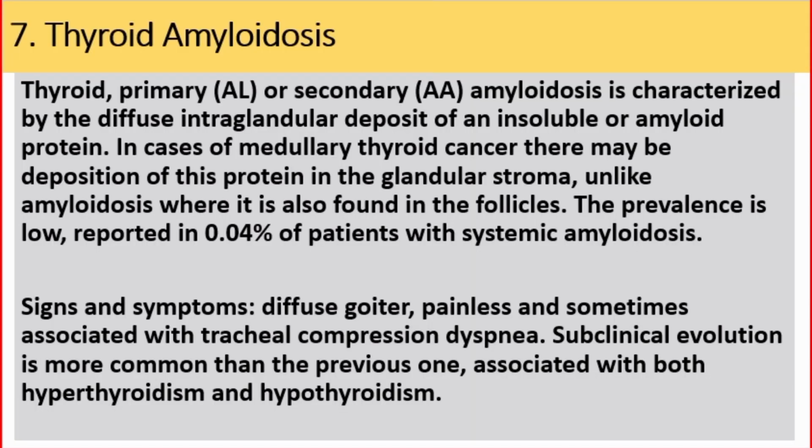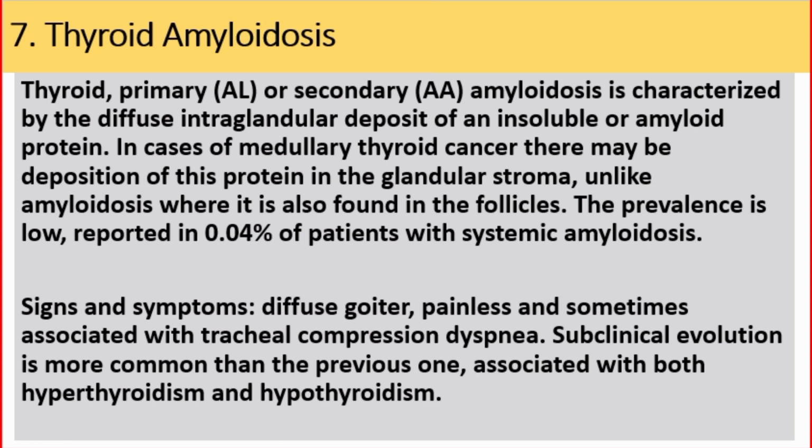Number 7. Thyroid amyloidosis. Thyroid primary or secondary amyloidosis is characterized by the diffuse intraglandular deposit of an insoluble amyloid protein. In cases of medullary thyroid cancer, there may be deposition of this protein in the glandular stroma, unlike amyloidosis, where it is also found in the follicles. The prevalence is low, reported in 0.04% of patients with systemic amyloidosis.